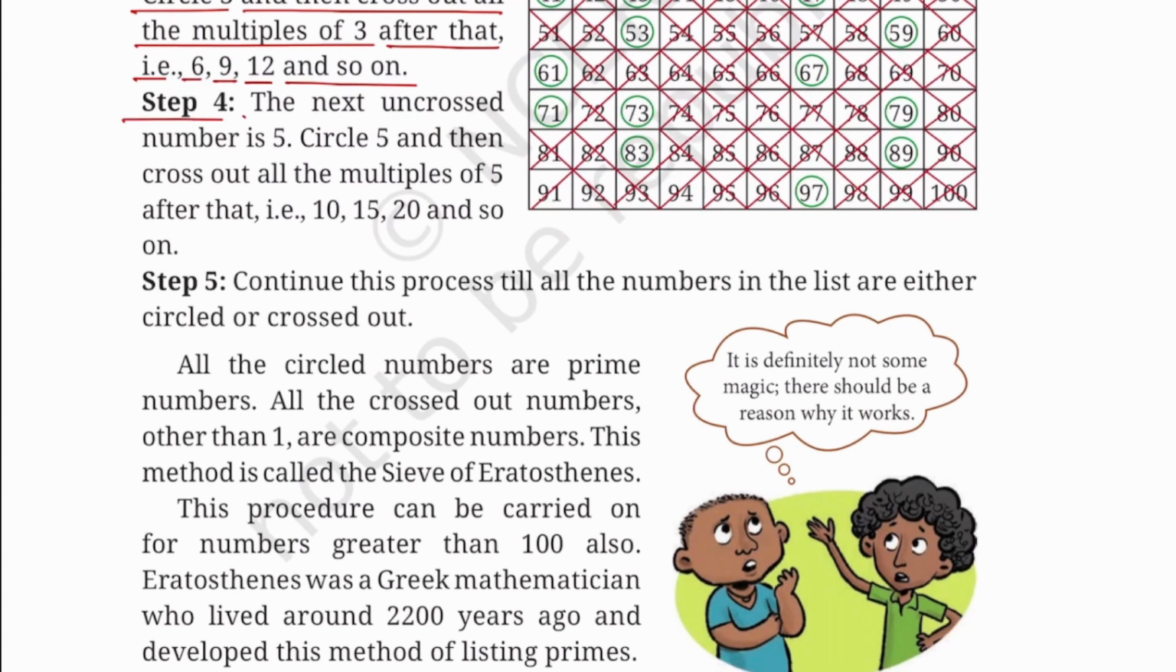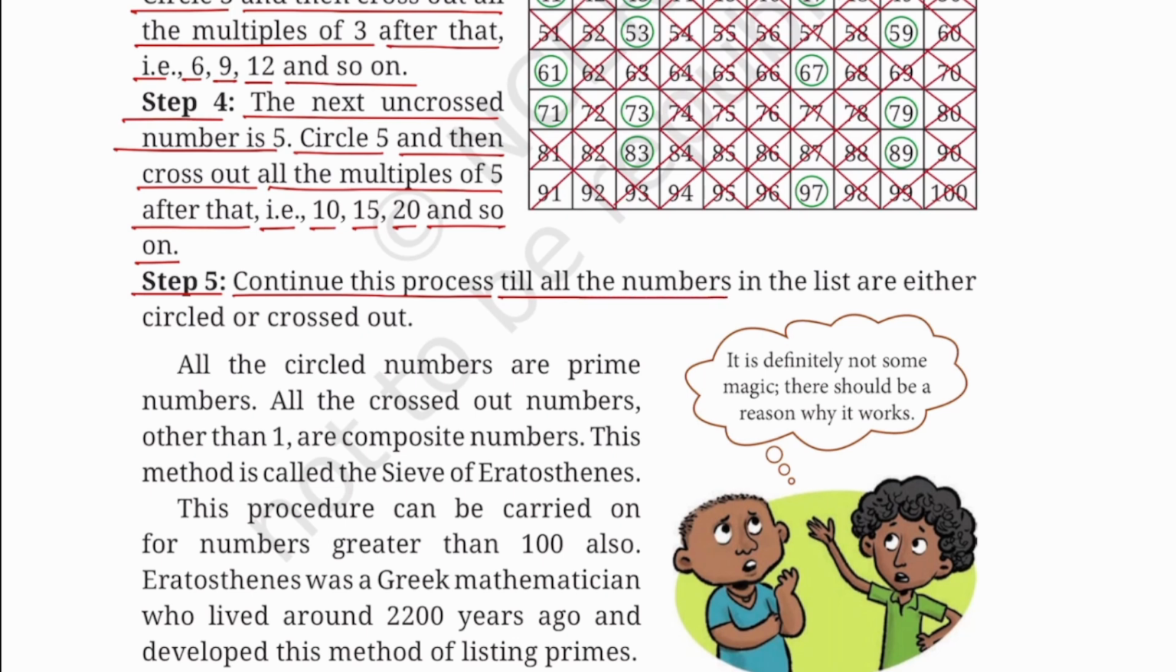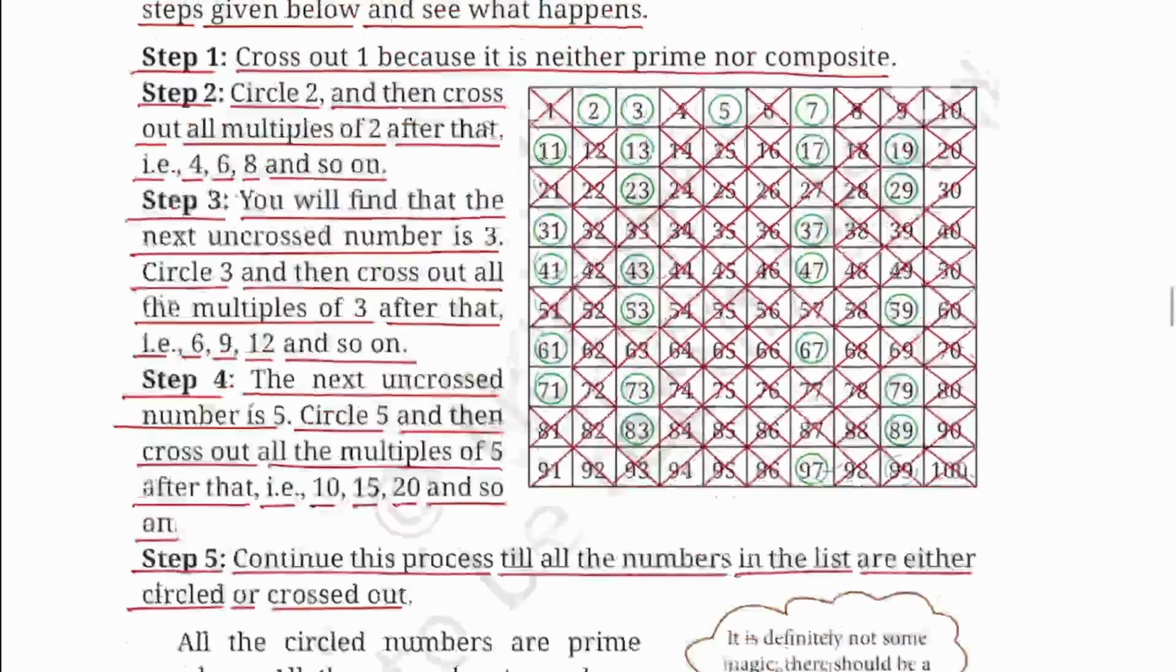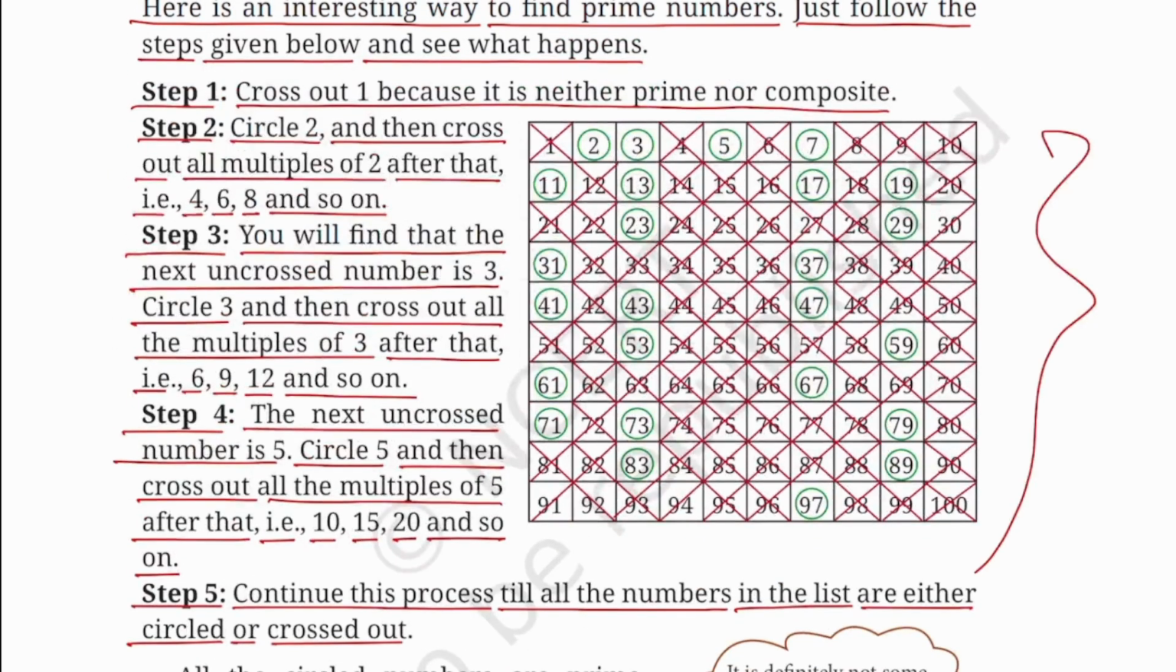Step 4. The next uncrossed number is 5. Circle 5 and then cross out all the multiples of 5 after that. That is 10, 15, 20 and so on. Step 5. Continue this process till all the numbers in the list are either circled or crossed out. Like this.